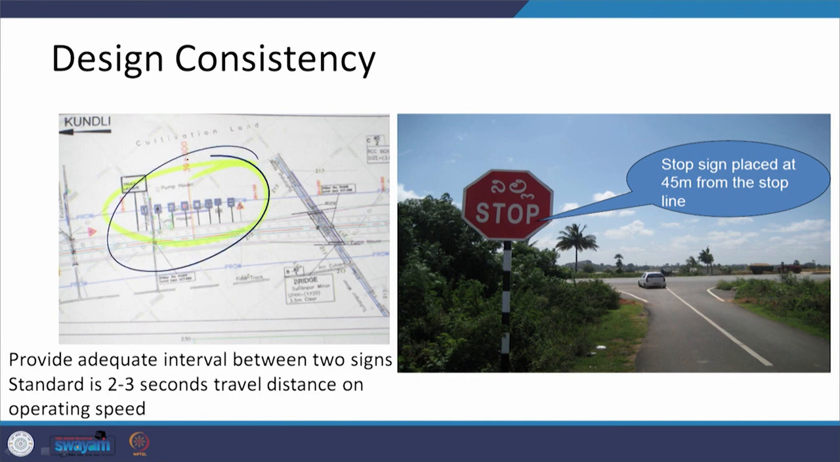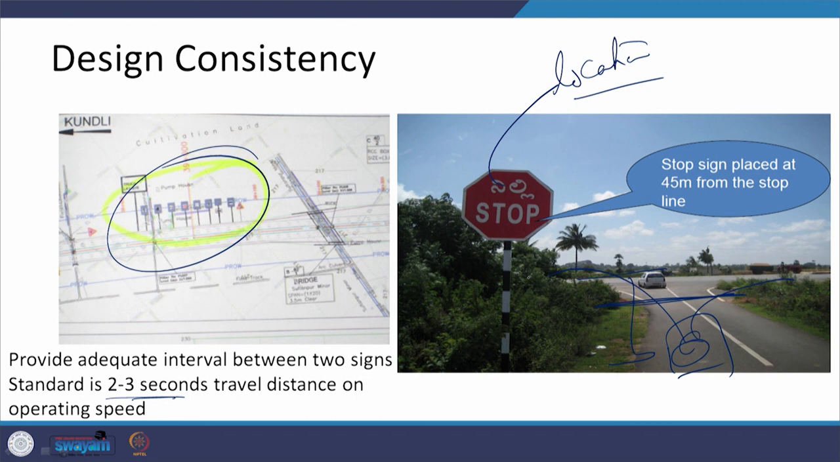Similarly, here a lot of signs are coming together. We discussed it and we said that there should be a spacing between the signs, and when two signs are there, at least 2 to 3 seconds of travel distance could have been there. The location of this stop sign in this case is at a much greater distance away. We talked about it, it should be 1.5 meters to 6 meters. So, it could have been somewhere here, because the vehicle is stopping here, and then they do not have visibility of the things happening on the main highway. So, there is again a problem in this case. So, these are the few things which need to be taken care of.